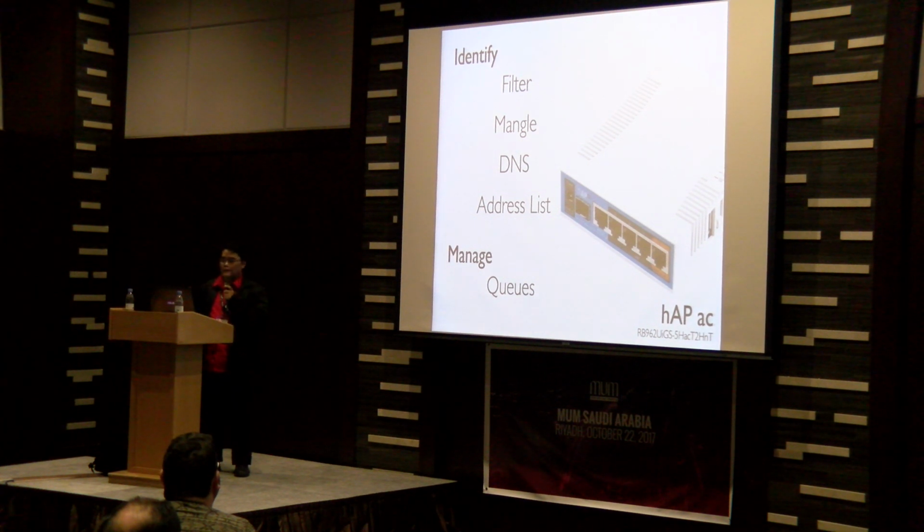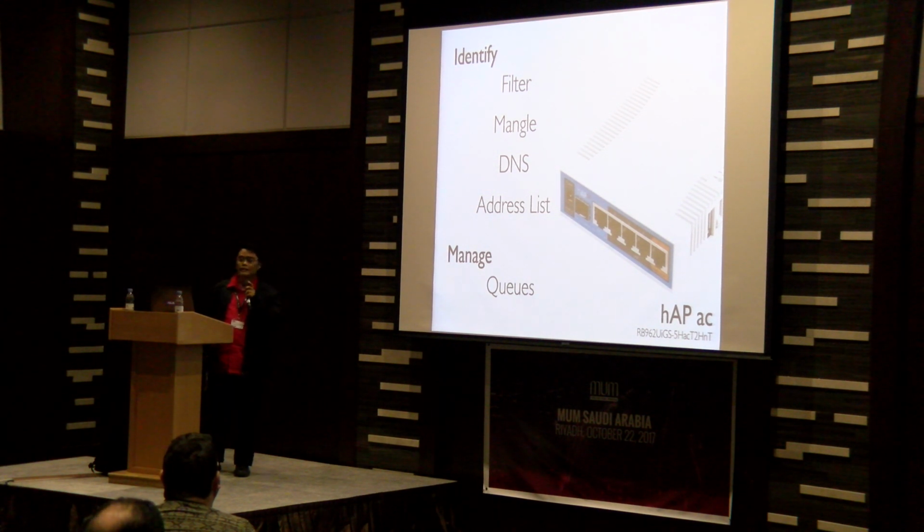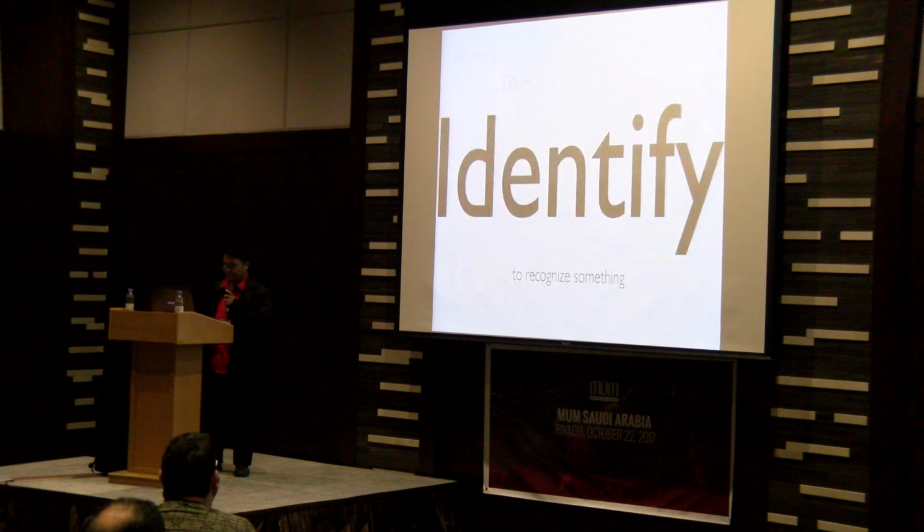So I have grouped my slides into 2. First is identification using filter, mangle, DNS, and address list. And the second part would be managing it using queues, both simple queue and queue tree. First, let us define identify. Identify means to recognize something. So how do we recognize traffic in RouterOS? I will show you.